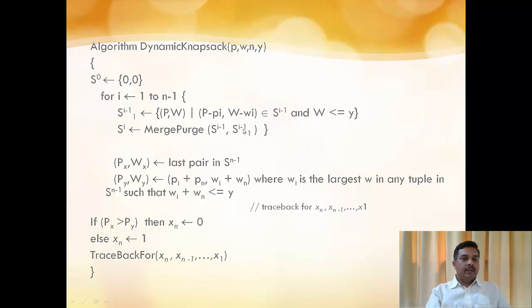Now if I get a pair (Px, Wx) as the last pair in S^(n-1) and (Py, Wy) is a pair with Pi plus Pn and Wi plus Wn. If Px is greater than Py, then Xn becomes 0, otherwise Xn becomes 1. So like this I will trace back for Xn-1 up to X1.